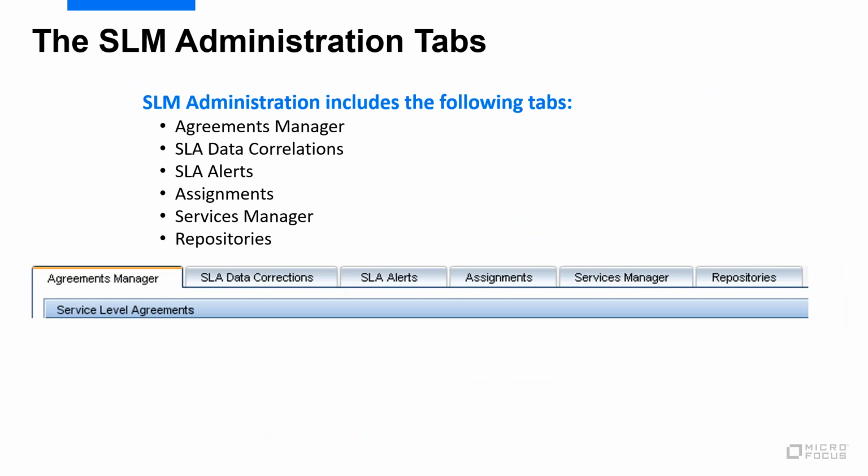Yeah, I had explained this just before. KPIs and HIs repositories will be available on the repositories tab, services manager, where customers and providers will be available. And you can also create SLA alerts for SLA separately, and assignments, where you can assign different kinds of HIs and KPIs for each SLA in the assignments page. Agreements manager is to create new SLAs.